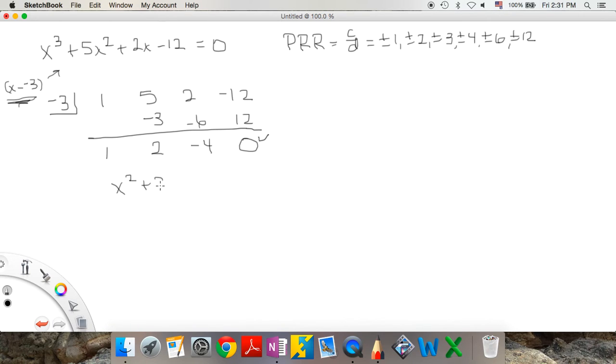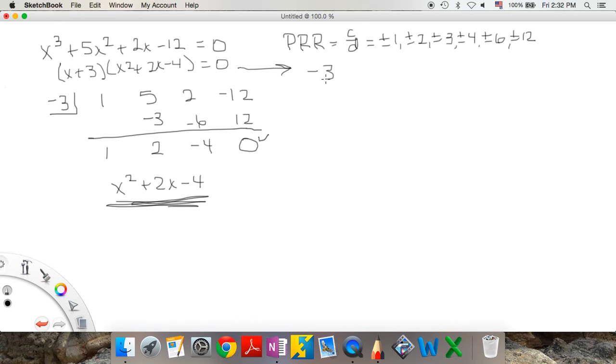The other one is x squared plus 2x minus 4. So this does not factor, not evenly. So we know that we've got x minus negative 3, which is x plus 3, right, times x squared plus 2x minus 4 equals 0. So that means that the zeros are going to be negative 3, because that would make this part equal to 0, and then whatever makes this equal to 0.